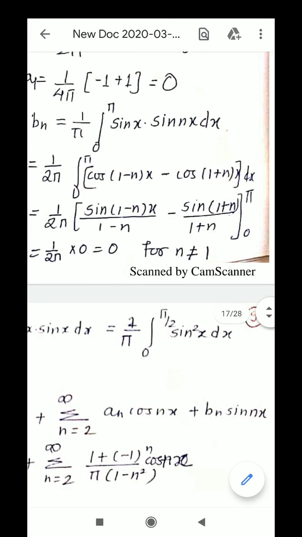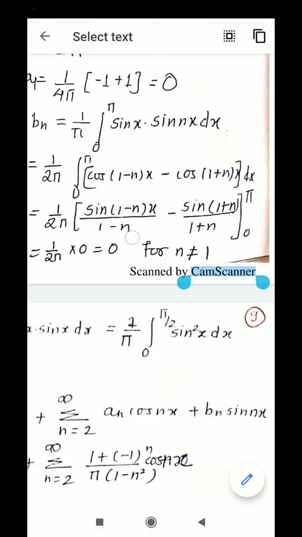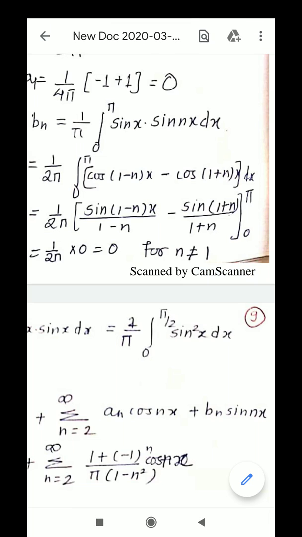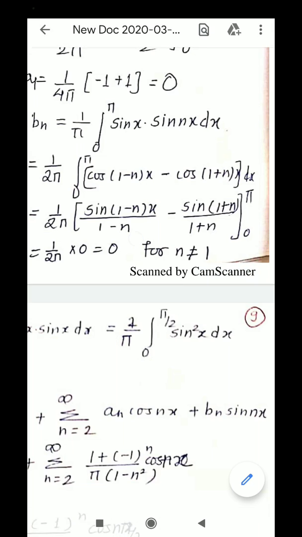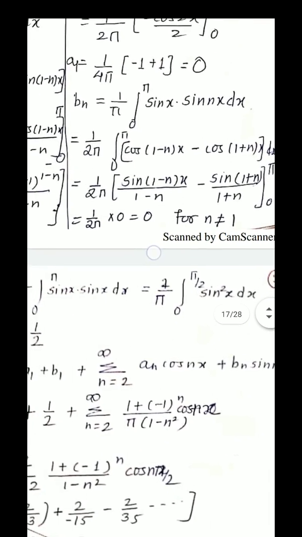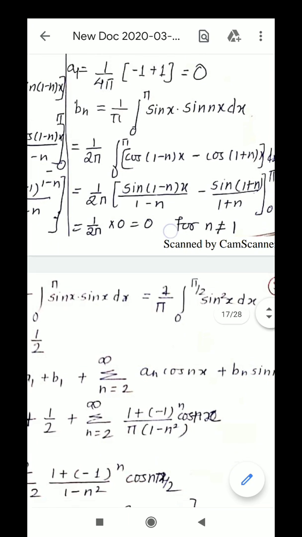So bn is equal to 0 when? For n not equal to 1, because if you put n equal to 1 here, then we get a 0 by 0 form. For x equal to pi, sin of 1 minus n pi is 0, and for n equal to 1 here it is 0. So 0 by 0 is an indeterminate form. So bn is equal to 0 when n is greater than 1. So for n equal to 1, again we have to find b1.